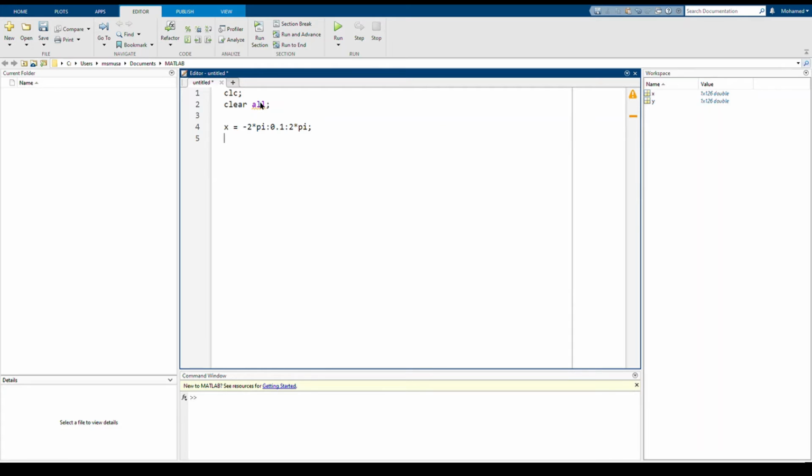Excellent. Now our function y of x will be equal to the tangent of x. So, we write y equals tangent of x. Make sure to put a semicolon at the end of this statement. We don't want to output all the values of tangent of x.